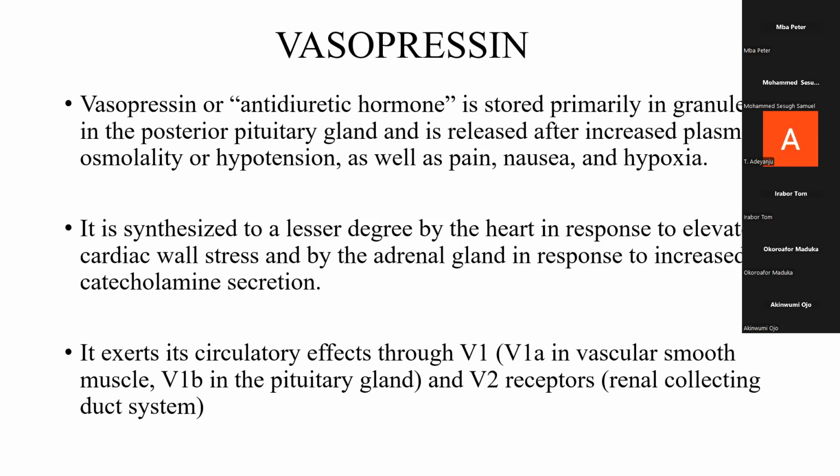So they affect both the V1 and the V2 receptors. The V1 receptors are found in the vascular smooth muscle, so they cause vasoconstriction, and the V2 receptors are found in the renal collecting tubule duct system. So they tend to increase your aquaporin channel activation, so they cause a lot of salt and water retention. Basically, one, vasoconstriction, and two, salt and water retention.